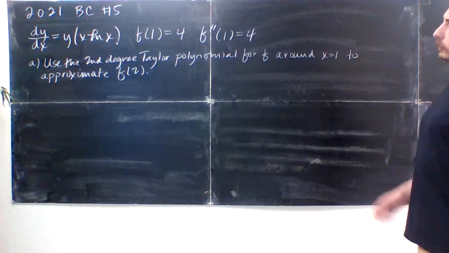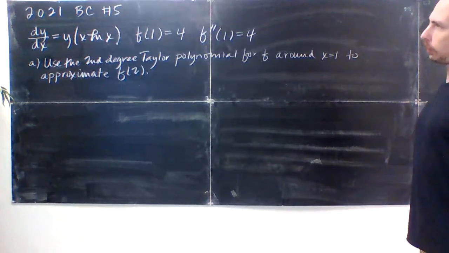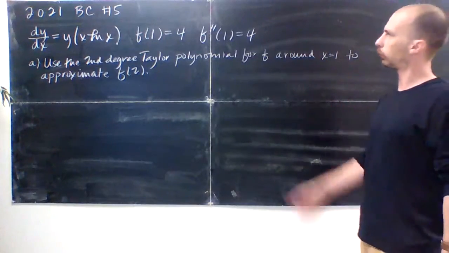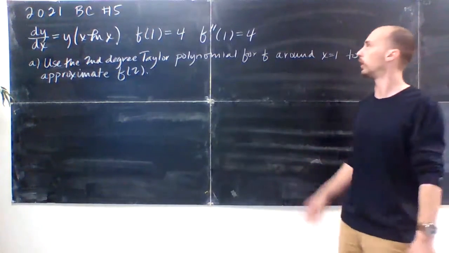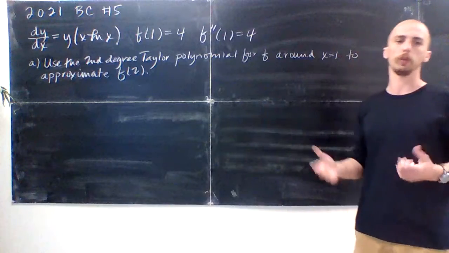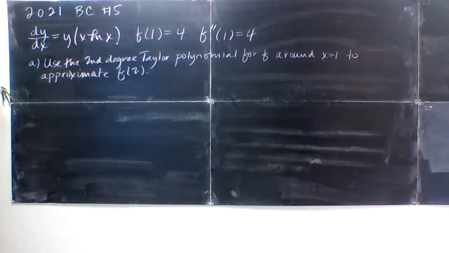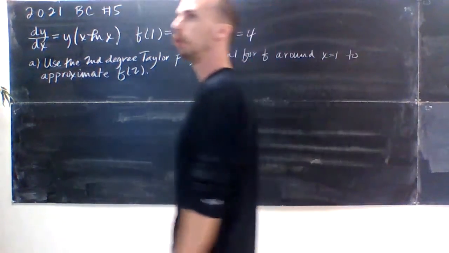So, they start off by giving you dy/dx is y times x log x. They tell you that f is a solution to that differential equation with f of 1 equals 4, and they tell you that it can be shown that f double prime of 1 is equal to 4, so that's just one less thing for us to worry about. But right now they want us to write the second degree Taylor polynomial for f around x equals 1 and use the Taylor polynomial to approximate the value of f of 2.